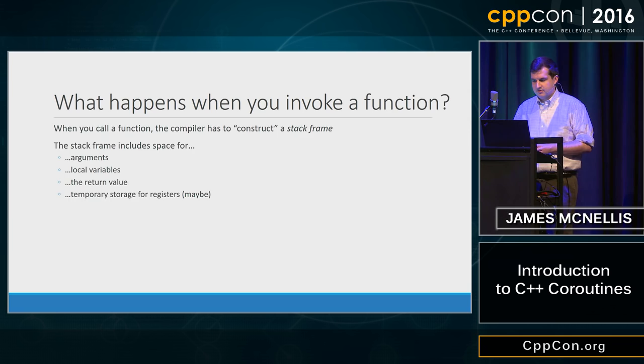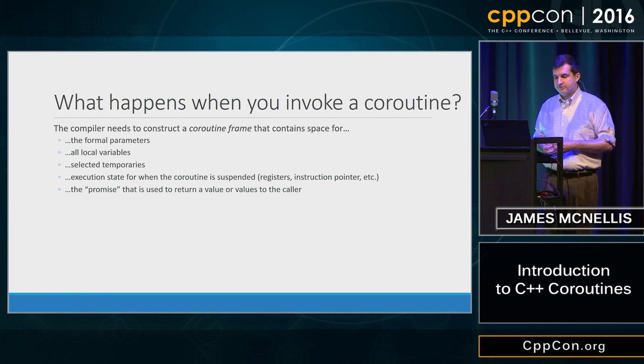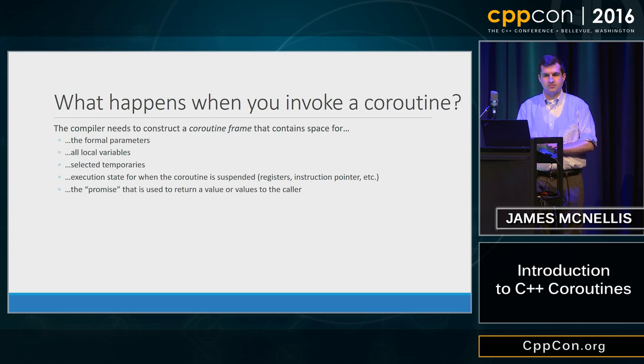Similarly, when you invoke a coroutine, the compiler has to construct a coroutine frame that contains space for all the formal parameters, the local variables, and selected temporaries. It also needs to have space, though, for the execution state for when it suspends. So when you suspend a coroutine, it has to store any state that it's going to need to restore when you resume the coroutine. And it's also going to have to store the promise, which is the object that is used to basically communicate between the coroutine and the caller.